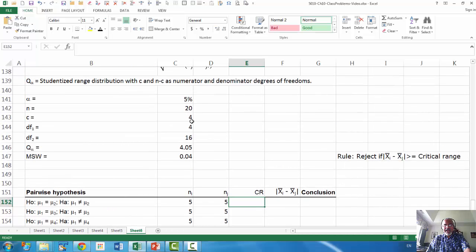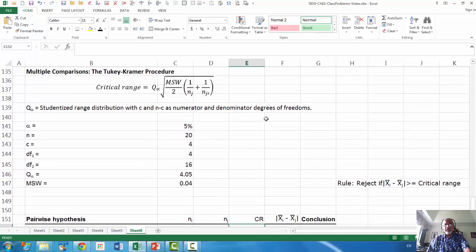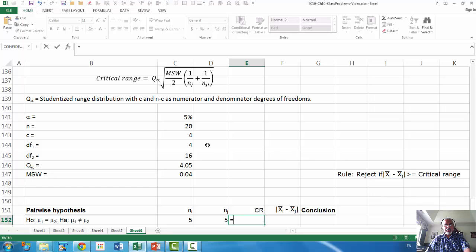Now the critical range, okay, we have the formula for critical range right here. So that will be Q sub alpha. Okay, you should get Q sub alpha always from here, so that should be made absolute reference, times square root of MSW. Okay, let's put another bracket. MSW must always come from there, so press F4, and then divide by 2. So that's that part.